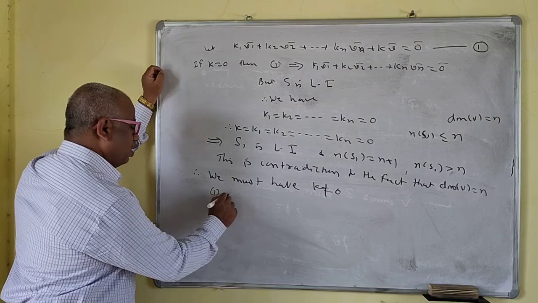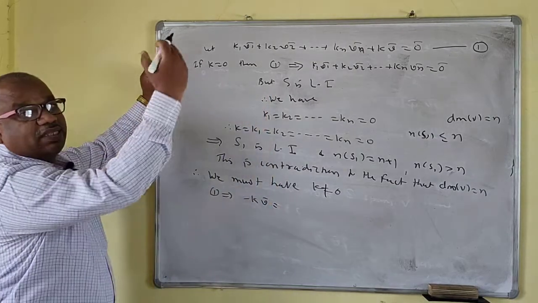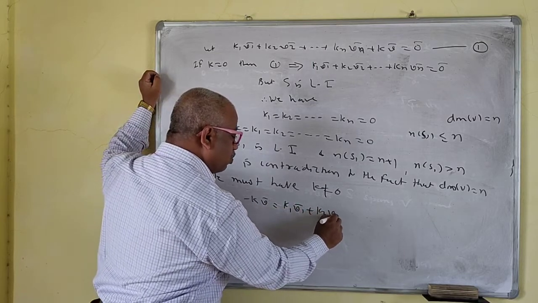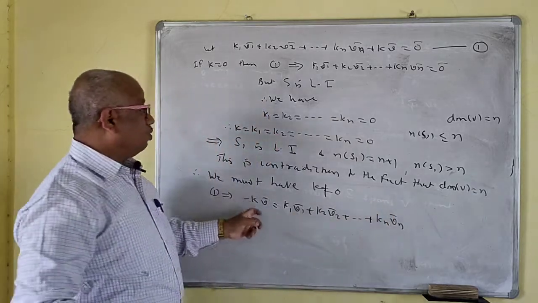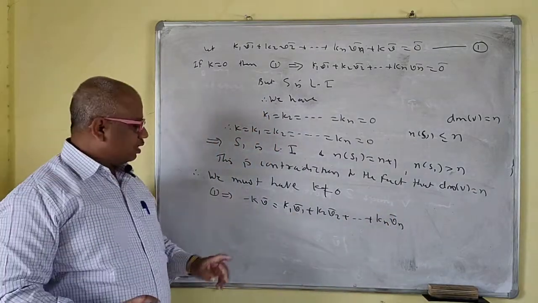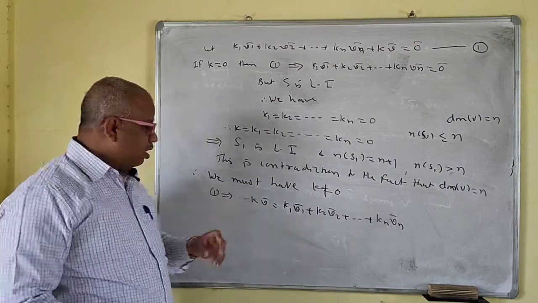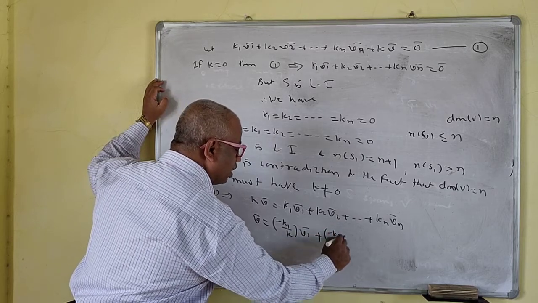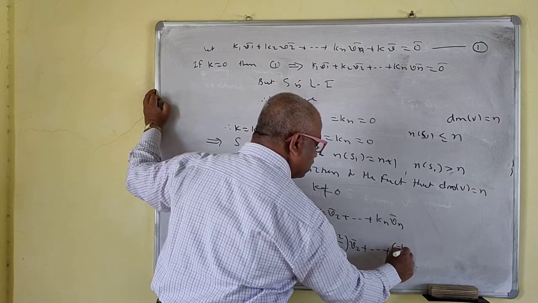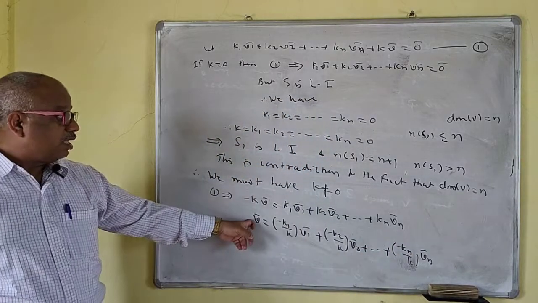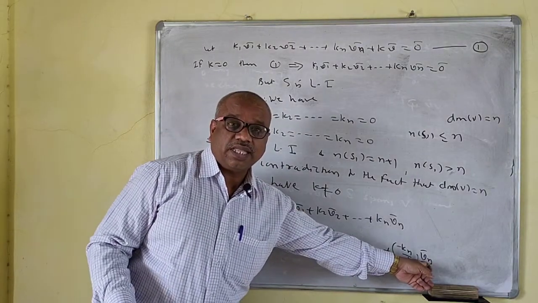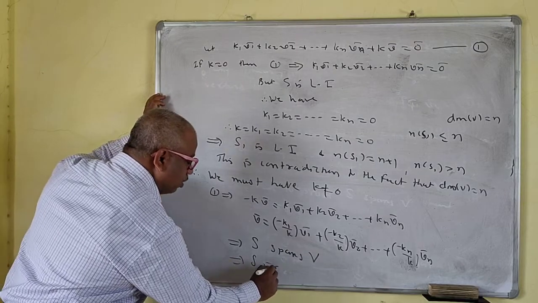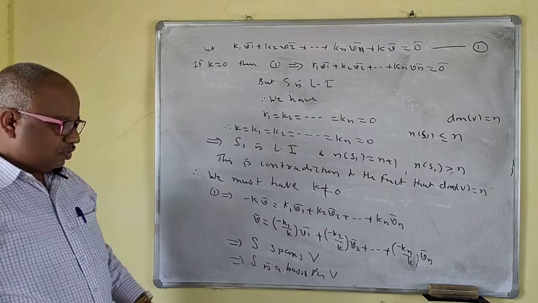So the equation implies that minus K V bar equals K1 V1 bar plus K2 V2 bar plus ... plus Kn Vn bar, shifting the minus K V bar to the other side. X equals Y is the same as Y equals X. Now K is not equal to 0, so I can divide by K. What I get is V bar equals minus K1 upon K V1 bar plus minus K2 upon K V2 bar plus ... plus minus Kn upon K Vn bar. V bar, a vector of V, is expressed as a linear combination of the vectors in S. So this implies that S spans V, and S is a basis for V. Now the theorem is over.